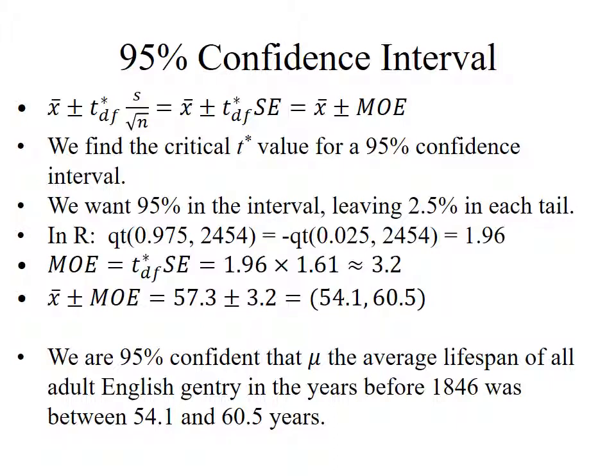Let's compute our margin of error. Our margin of error is our t critical value, 1.96, times our standard error. We did that before. That was 1.61 years. 1.96 times 1.61 years is about 3.2 years. So that's our margin of error. We add and subtract that to our sample mean of 57.3. And so that means our range goes from 54.1 to 60.5. Based on this data, we are 95% confident that mu, the true population mean, the average lifespan of all adult English gentry in those years before 1846, was between 54.1 and 60.5 years.